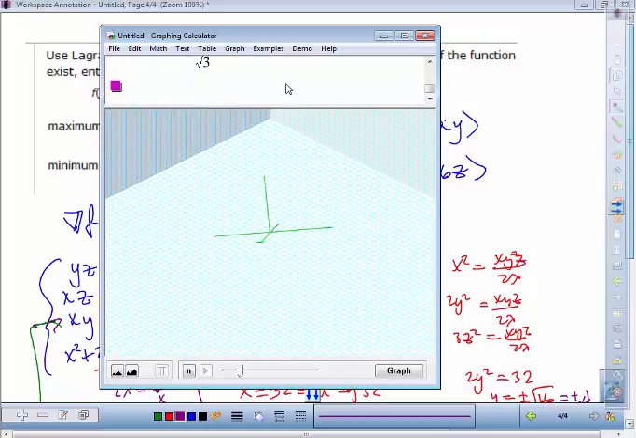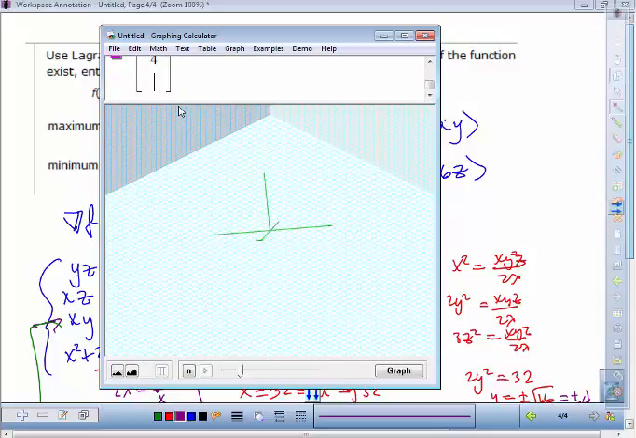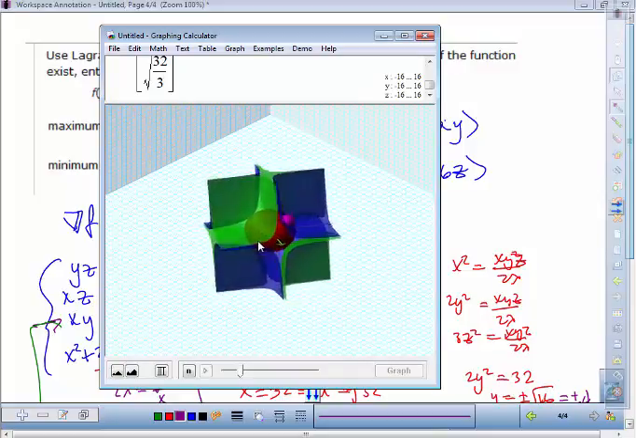And one of those places where it's a maximum is what? Do you remember what those values were? The x is equal to the square root of 32, the y was equal to 4, and the z was equal to square root of 32 divided by 3. And so remember, the blue graph is where I have my maximums, and so here's one of the points.